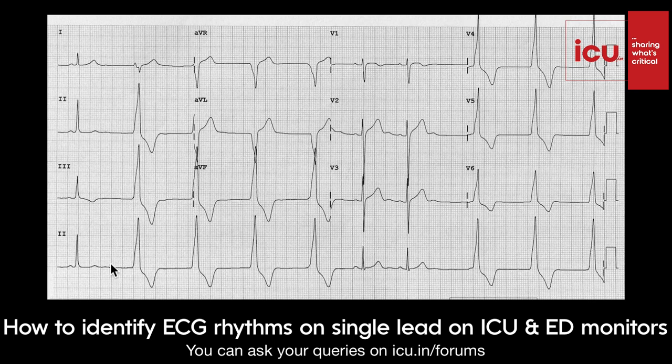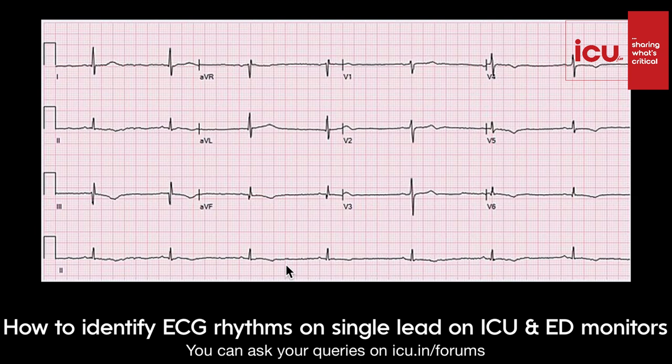You can see there is no P wave, so it is not originating in the sinus. It is originating in the ventricle, and its rate is somewhere between 70 to 80. So it's accelerated idioventricular rhythm. It's a good rhythm, and it is usually seen in patients with reperfusion from MI.